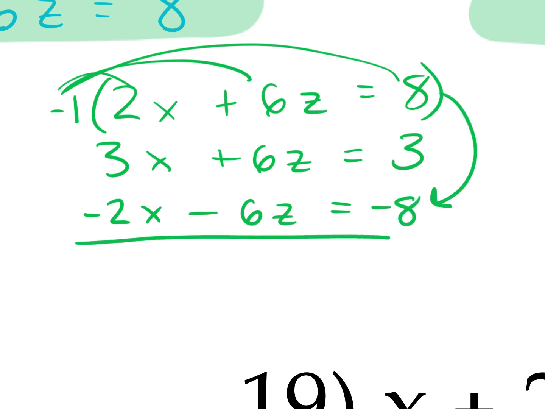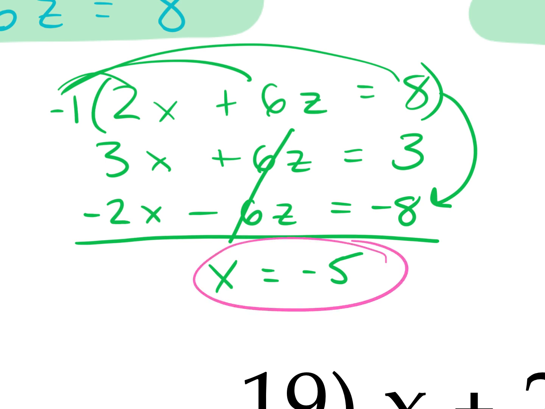So now let's combine these two. What's 3x minus 2x? X. What happens to the z's? They cancel, and 3 minus 8? Negative 5. Perfect. So x is equal to negative 5.